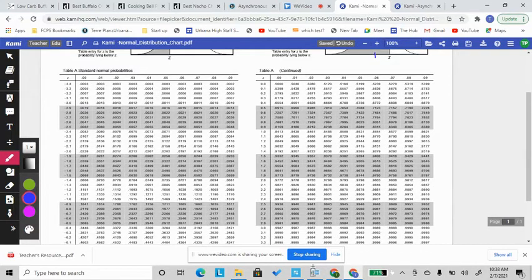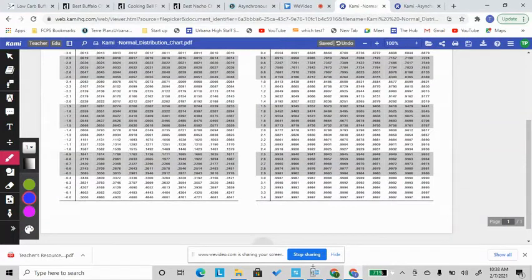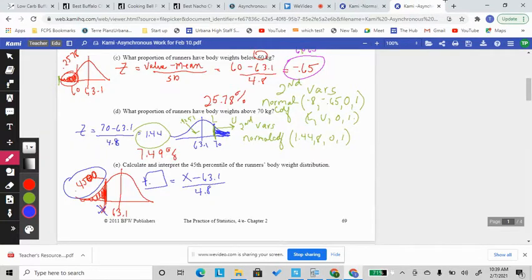All right, so I'm over here on the negative side, and I want 45%. The closest thing to 45 is somewhere around here, and that's 0, 1, 2, 3. So let's see which one's closer. This is 17 away, and this is 22 away from 4,500. So we're going to go with the closest, 17 away. So I'm going to use negative 0.1 and then 3. If I go up, that's a 3 up there. So the Z-score is negative 0.13.